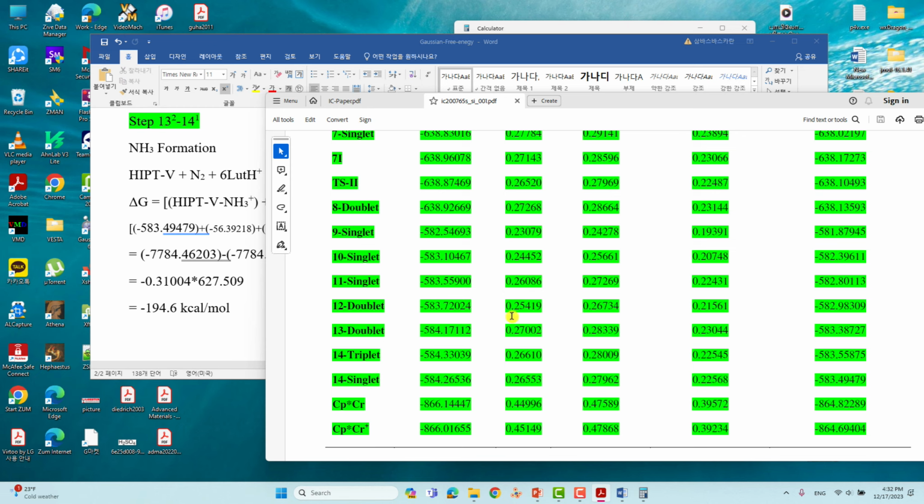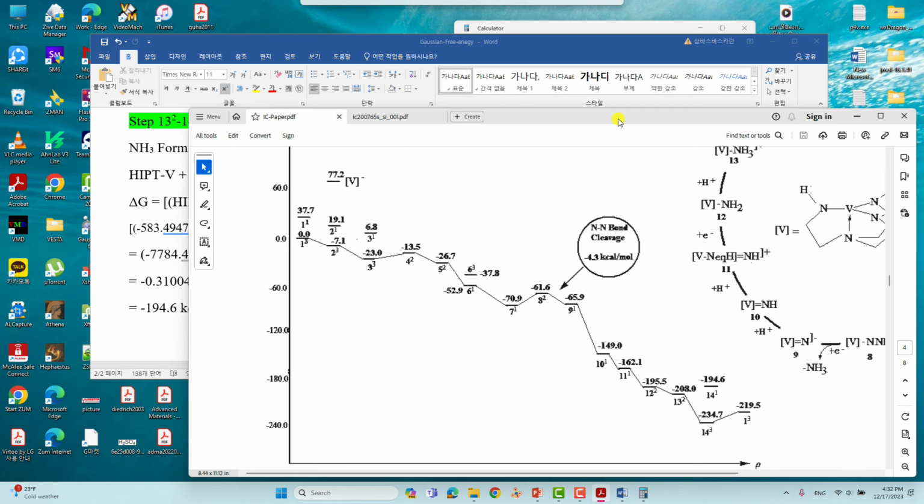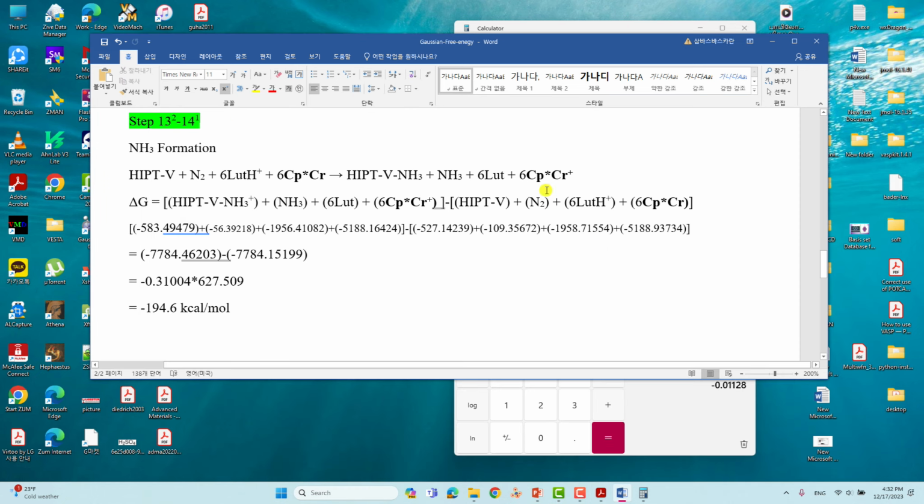We have to use the triplet state. See here, they mentioned, I think, that 14 is a triplet state. So I tried to calculate, but I could not get this energy. I don't know whether they did it wrong or not. You can also check if you want. So these are the things.